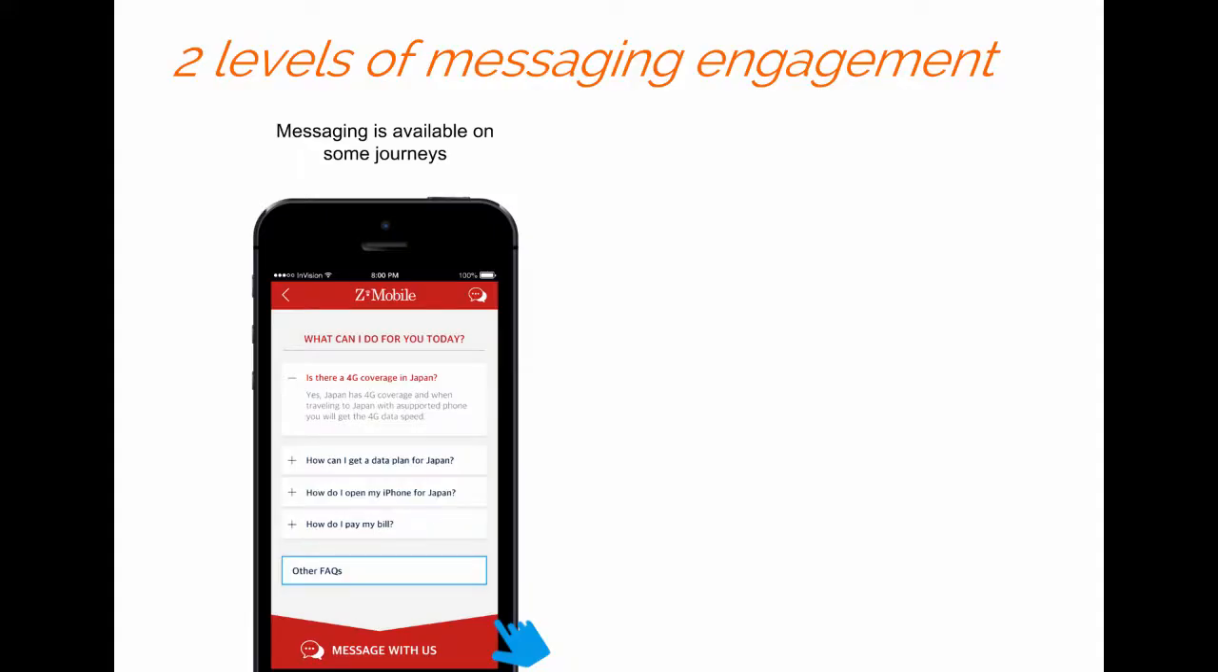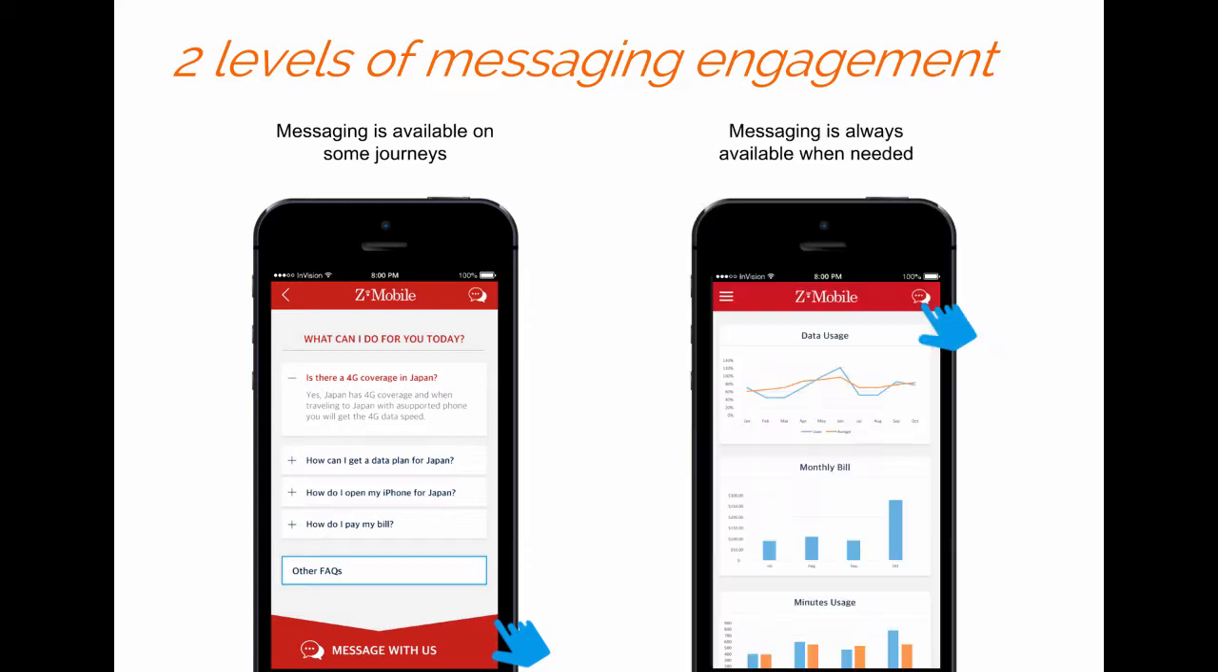For example, if the consumer already tried to find an answer to the question in the self-service area, they can be encouraged to contact an agent with this large button at the bottom of the screen. Or, the consumer may choose at any point to tap the chat icon at the top right-hand side of the screen and immediately start a messaging conversation with an agent.